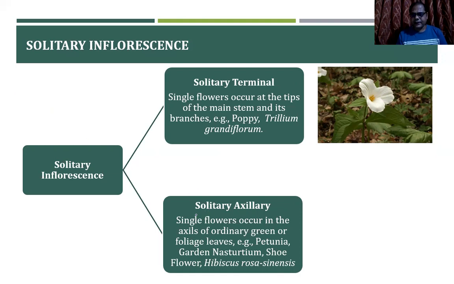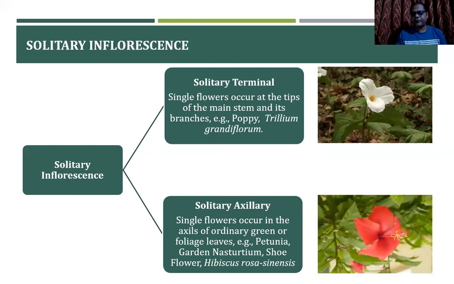But in the case of solitary axillary, the single flower occurs in the axil of the ordinary green or foliage leaves. It is seen in petunia, and it is seen in Hibiscus rosa-sinensis, which we see on a regular basis. Let's understand with a line diagram. If this is the peduncle, and the flower is coming on the top here, this is called the solitary terminal.